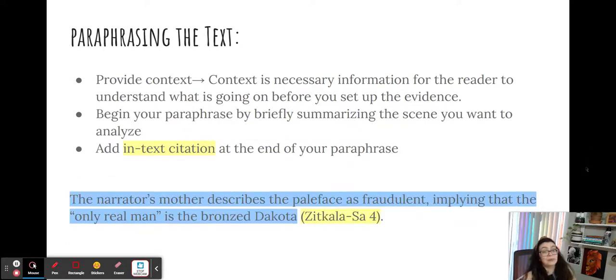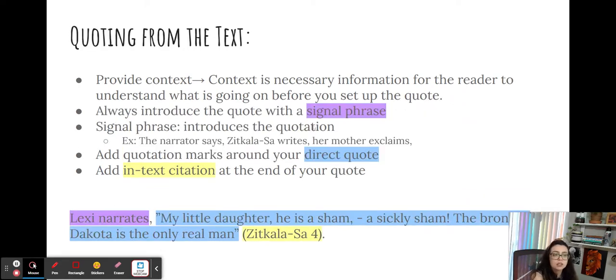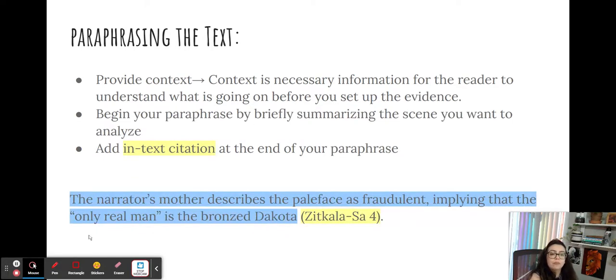I've got animals. All right, so then paraphrasing the text, we want to provide context as well, but we want to begin the paraphrase by briefly summarizing the scene that we want to analyze. This will also include an in-text citation. It just will not include a signal phrase because we're not directly quoting anything. So instead, we can say the narrator's mother describes the pale face as fraudulent, implying that the only real man is the Bronze Dakota. We still have our citation there.